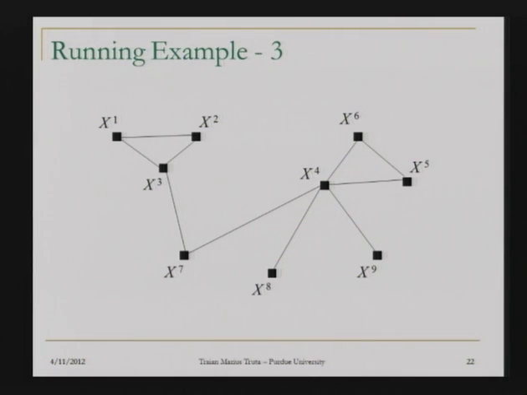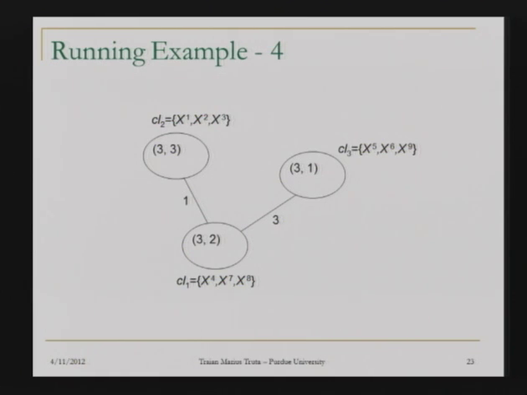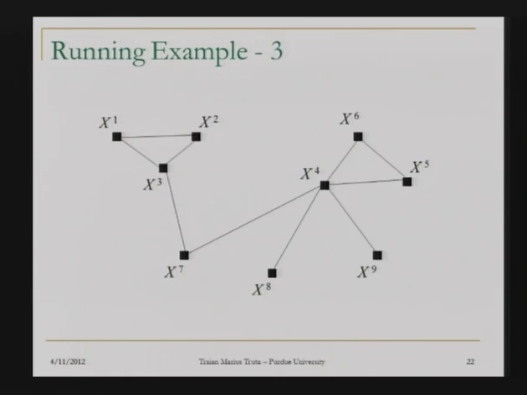As an example, for this running example, this is the same as before. I just labeled them as x1, x2, x3, and keep going like that. So for this running example, if we group x1, x2, and x3 together, we will get 3, 3. Then the group x4, x7, x8, we get 3, 2. x6, x5, and x9, we get 3, 1.